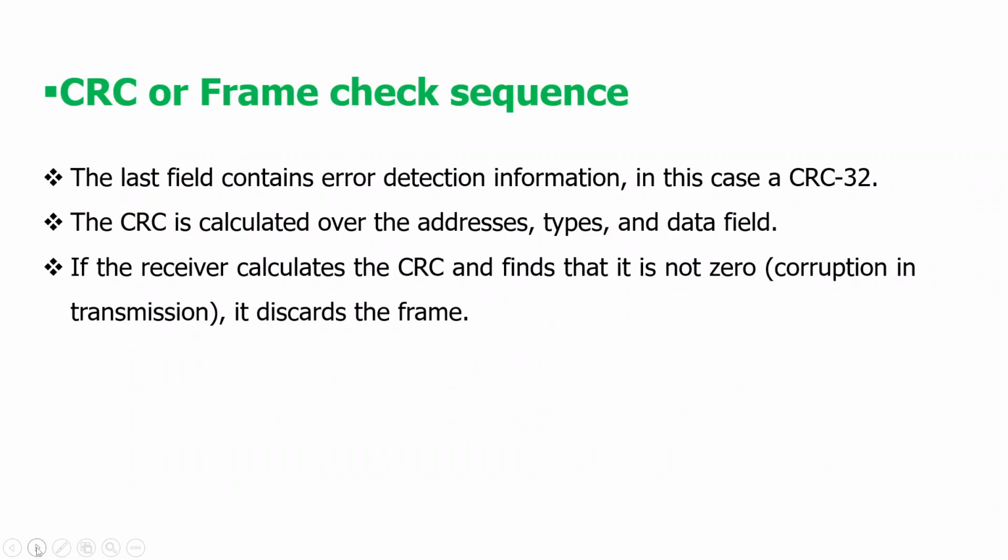Next, CRC, cyclic redundancy check, that is the frame check sequence. The last field contains error detection information. In this case, we generally use CRC32. The CRC is calculated over the addresses, type and data fields at the sender side, and it is appended as the last bytes of the frame. If the receiver recalculates a CRC and finds a non-zero binary number, then it will discard the frame, assuming there is corruption in the transmitted Ethernet frame. So this is used for reliable data transmission.